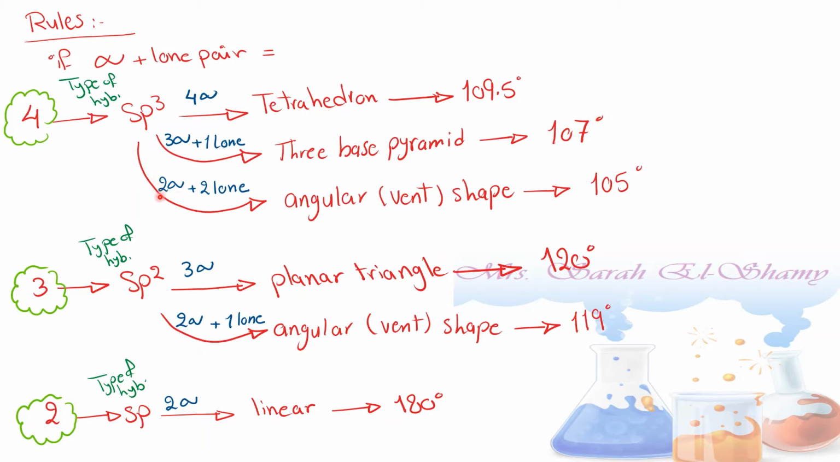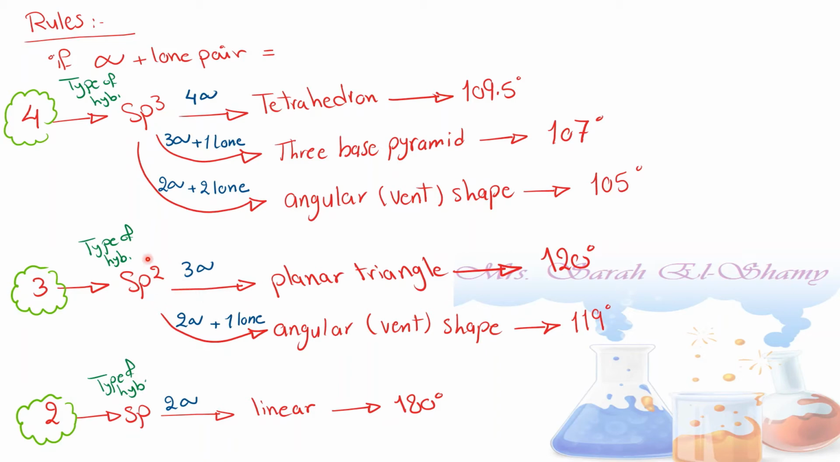Okay, what about if we have 2 sigma plus 2 lone pairs? Here the stereostructure will be angular, or bent, or V-shaped, which has an angle of 105 degrees. Okay, what about if we have the summation of sigma and lone pairs equal to 3? So the type of hybridization here will be sp2.